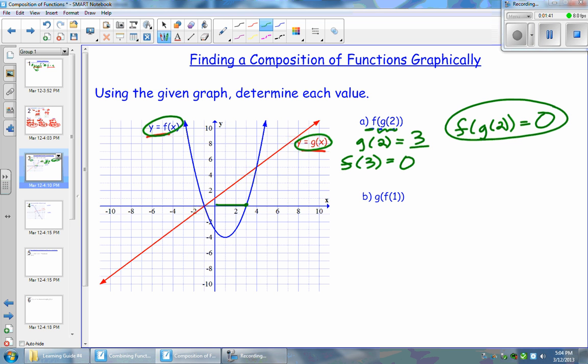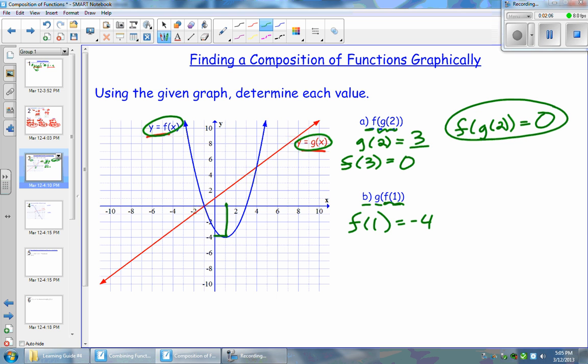Let's take a look at part B here: g of f of 1. The first thing you want to evaluate is the inside function, which is f of 1. So let's go to your curve here, the parabola. Find when x is equal to 1. So x is equal to 1 here. You want to find the corresponding y value on that blue curve, and that y value is equal to negative 4.